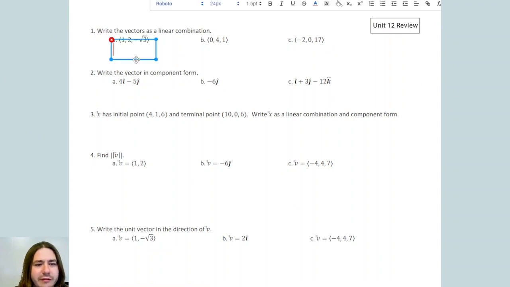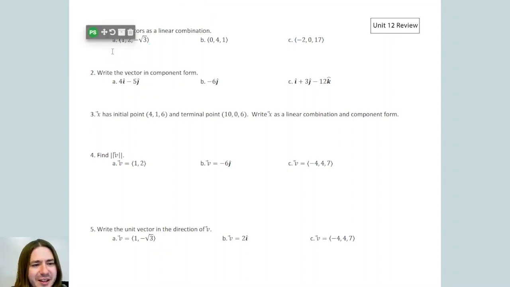Number 1 says write the vectors as a linear combination. So that means rewrite it with the i and j. So the first one would be 1i plus 2j minus root 3. Oh, this is going to be kind of hard to do with text, so let's try that again.